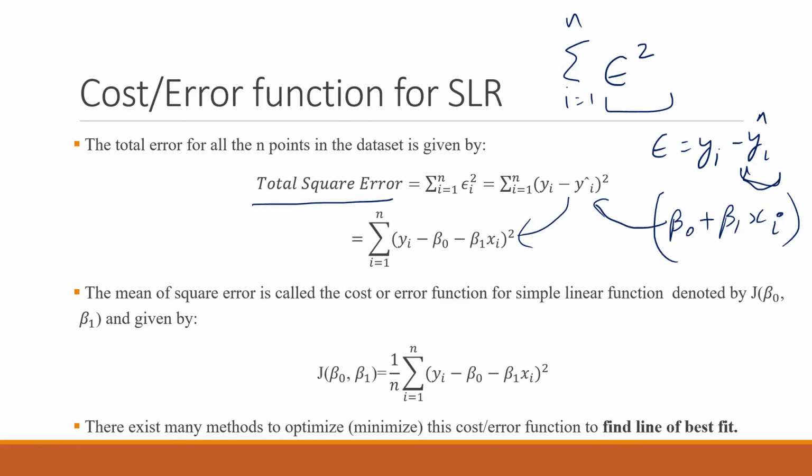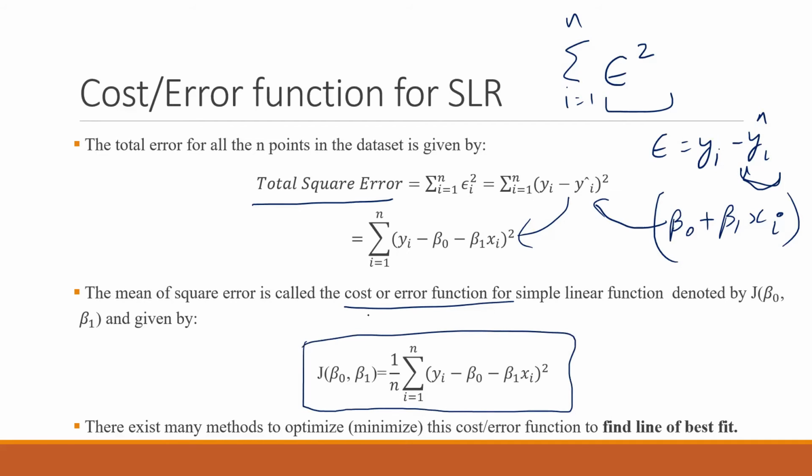Okay, and now the mean of square error is called the cost or error function for simple linear regression, which is denoted by J of beta naught, beta 1, equal to 1 by n. The total square error was this, the summation of the squares of errors. Because we have done this 1 by n also, this is my mean. So the mean of square error is this formula: J of beta naught, beta 1 equals 1 by n summation of (yi minus beta naught minus beta 1 xi) whole square.